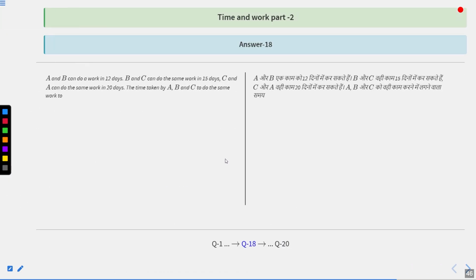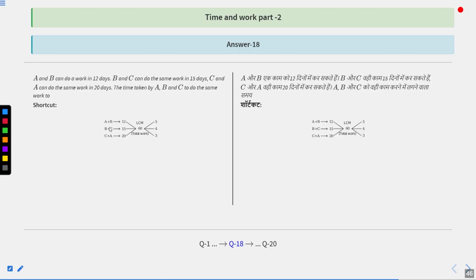Solution to be continued. Now we can use a shortcut. A and B's time taken is given as 12, B and C 15, and A and C 20. So when we take the LCM, which is 60, we let this be the total work. So we get the combined efficiency of AB as 5, BC as 4 and AC as 3. So we can calculate one day's work.